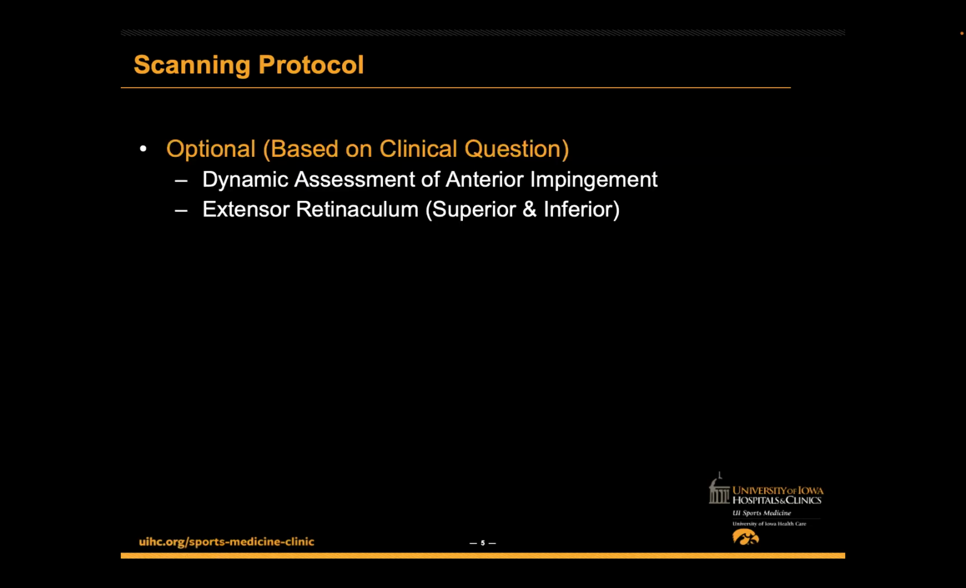There are 2 optional structures also on the anterior leg and ankle. And that includes dynamic assessment for anterior impingement, and then visualization of the extensor retinaculi, of which there are superior and inferior across the anterior ankle. Neither of those were imaged in this patient.